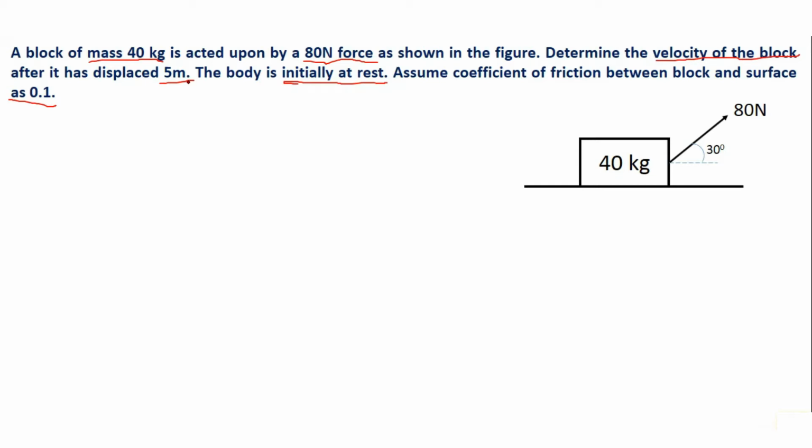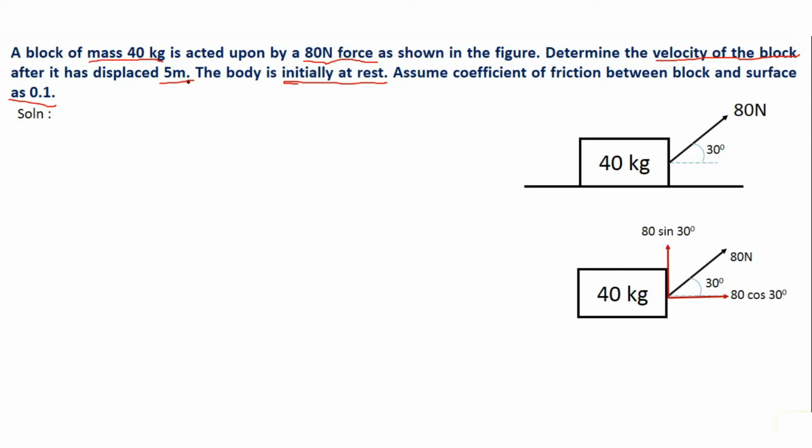Steps for solving the problem. The first step is to find out the value of the normal reaction by drawing the free body diagram. So let us start with that. We have a body of 40 kg. Drawing the free body diagram, I will show the applied force, which is 80 Newton acting at an angle of 30 degrees. As it is an inclined force, we will resolve it into two parts, that is 80 cos 30 and 80 sin 30, in horizontal and vertical direction.